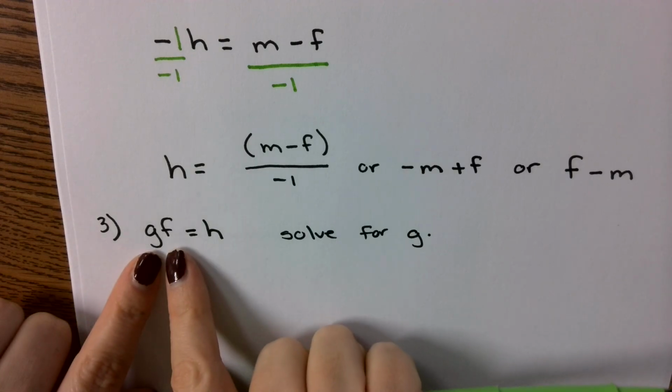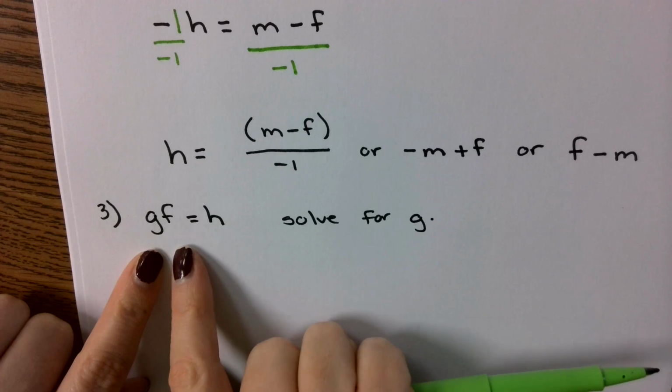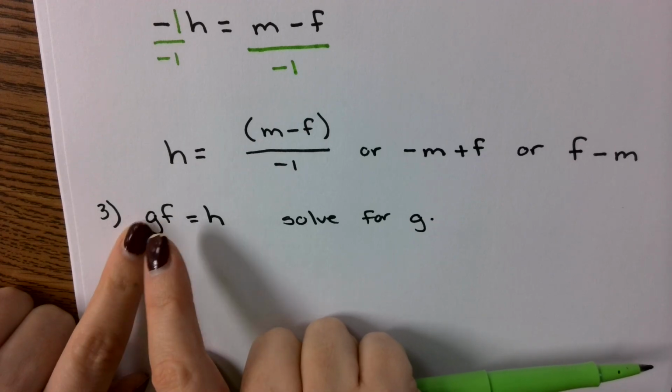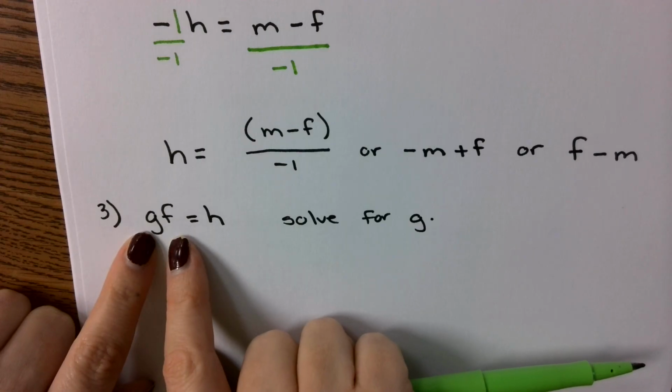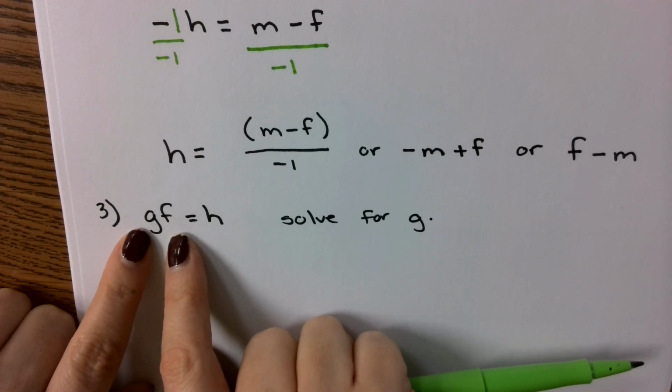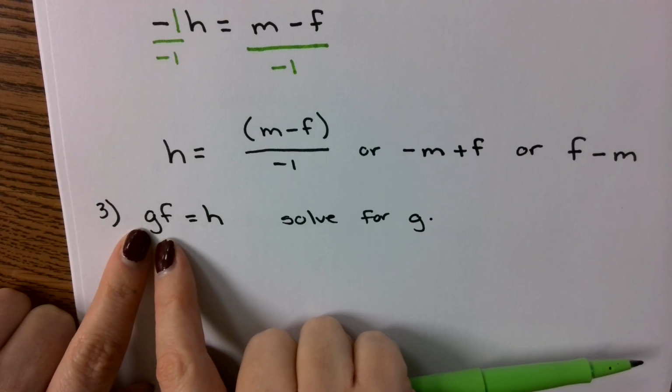So Brooklyn, you're giving me the stink face, so I'm going to call on you. Brooklyn, what currently is happening between g and f? What operation is it when they're side by side? Multiplication. So what would be the inverse? Division. So if I want g by itself, what am I going to divide by to get g by itself?